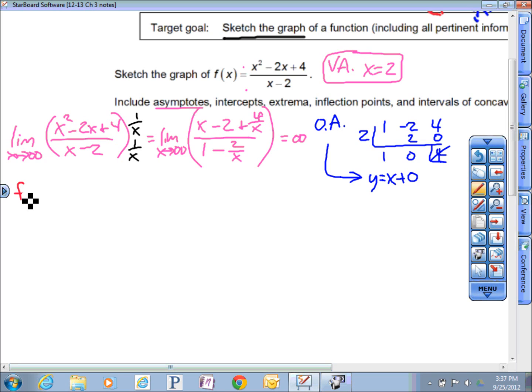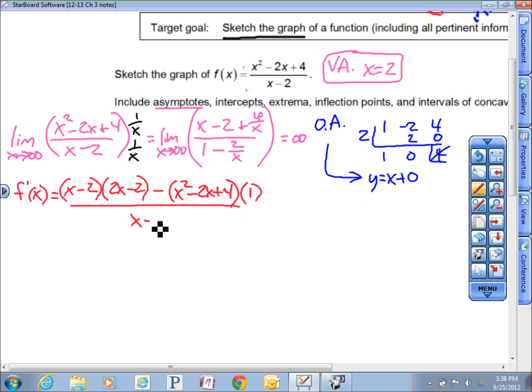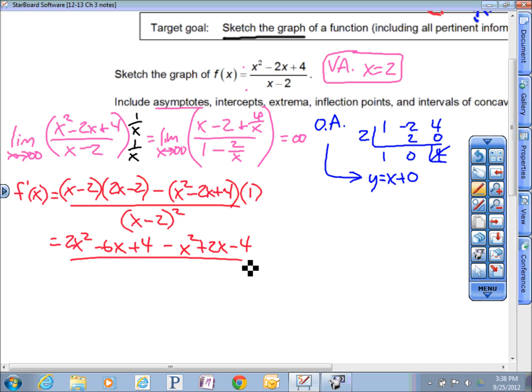So I go to take my derivative, my f prime of x. Quotient rule: bottom times derivative of top, 2x minus 2, minus top, x squared minus 2x plus 4, multiplied by the derivative of the bottom. Don't forget to square that bottom and do not multiply it out. So if we do that, simplifying, 2x squared minus 4x minus 2x plus 4 minus x squared plus 2x minus 4, over the x minus 2 quantity squared.